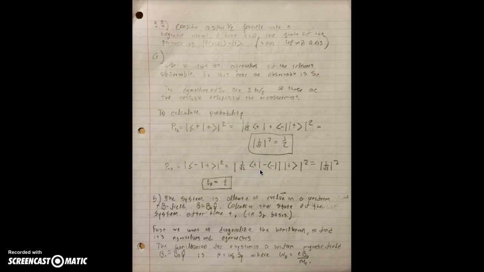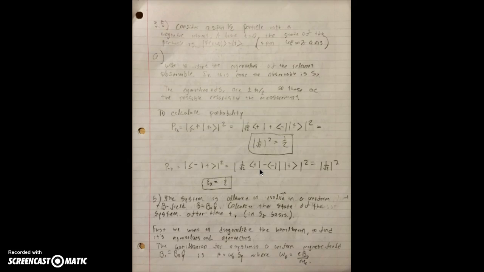So next, part B. Instead of performing the above measurement, the system is allowed to evolve in a uniform magnetic field, B equals B naught y hat. Calculate the state of the system in the S_z basis after a time t. First, we want to diagonalize the Hamiltonian to find its eigenvalues and eigenvectors.